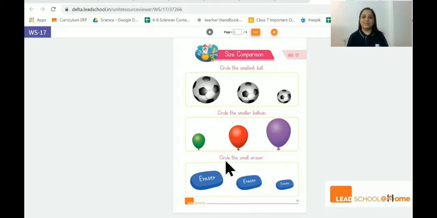Then you will ask them to circle the small eraser. Ask them to look at the 3 erasers here and tell you which is the small eraser here and then circle it. Now I am going to show you how you are going to do this worksheet with your child.